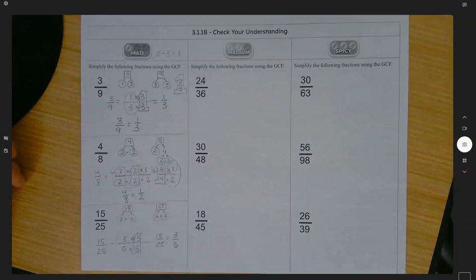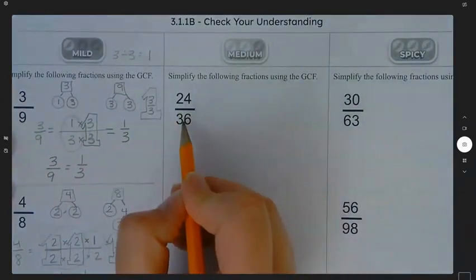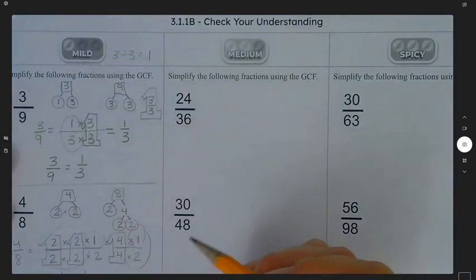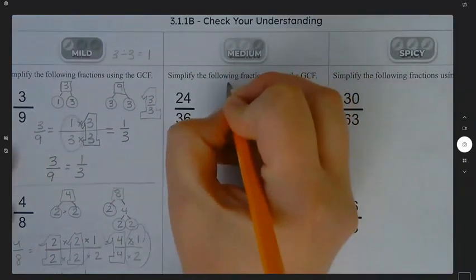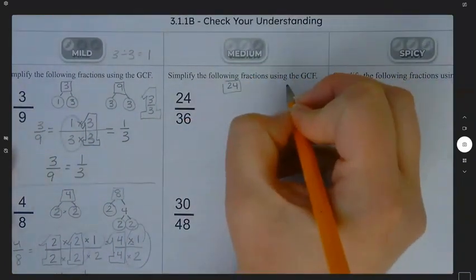This is Check Your Understanding for 3.1.1b for simplifying fractions using the GCF, or the greatest common factor. We are working on medium problems. So let's start with 24 and 36. The first step that we want to do to simplify is to create factor trees for both of our numbers in our fraction.